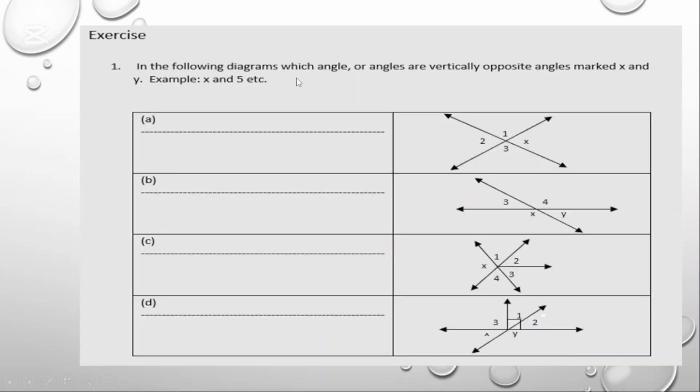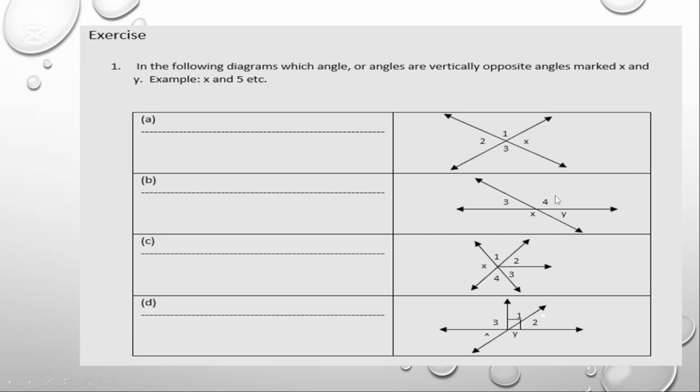Now in the following diagrams, which angle or angles are vertically opposite angles marked X and Y? Example, you must write it like X and 5 or X and 3. Now in our first one, you can see that line and that line intersect. Now what do you think? Is X vertically opposite 1, 2, and 3? All 3. Remember, the answers will appear on the last slide. So what do you think? X is vertically opposite 1, 2, or 3. Write it down.